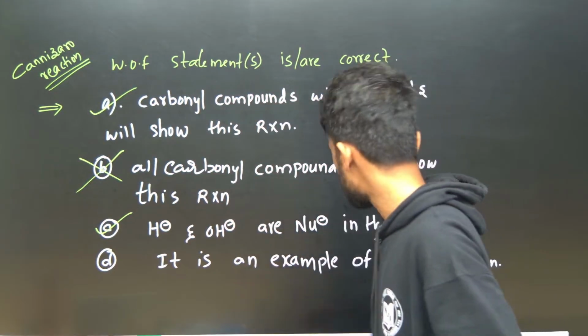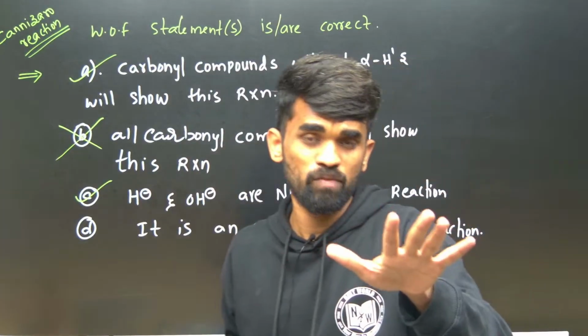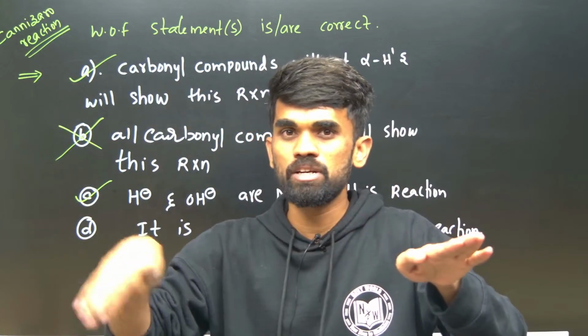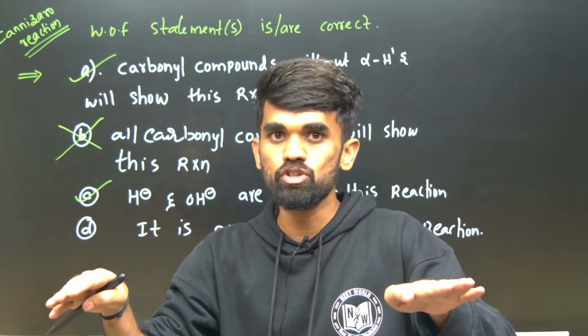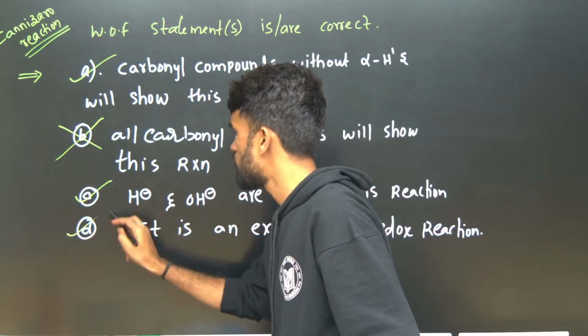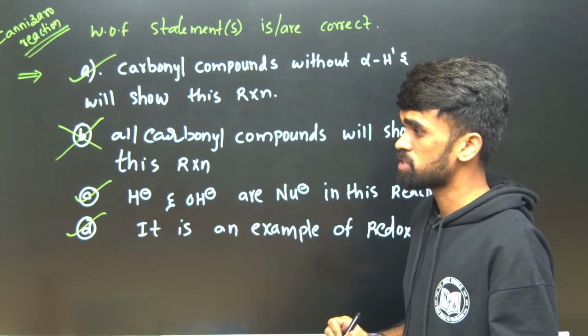So why? Because what are the products formed? Aldehyde, like formaldehyde, converted into carboxylic acid, the oxidized product, and formaldehyde converted into methanol, an alcohol, the reduced product. So both oxidation and reduction are taking place. So it is an example of redox reactions. So A, C, D are the correct options for this question.